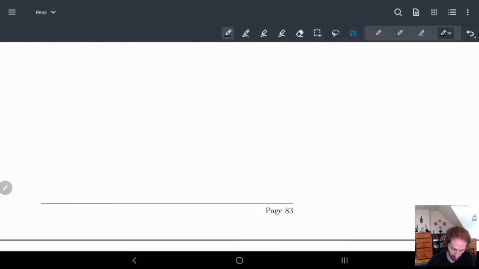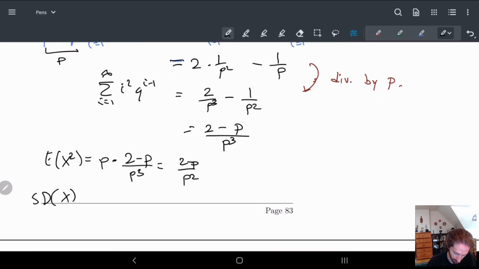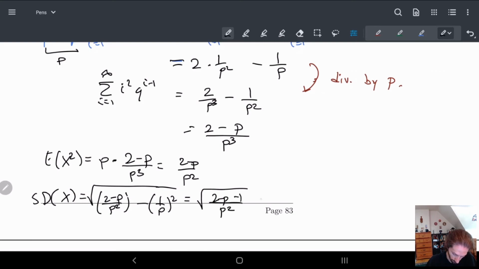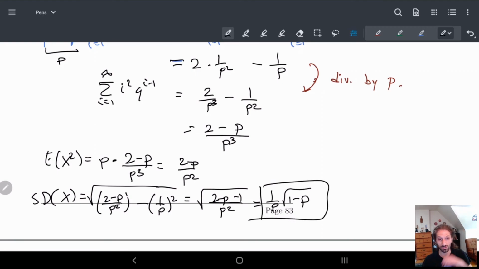And now we can calculate the standard deviation. So the standard deviation of X is equal to, I'll just do this right away, 2 minus p over p squared, minus, oh no, not squared, minus our expected value of X. So this is 1 over p squared. So we get 2 minus p minus 1 over p squared. So we can pull out the 1 over p in front, square root of 1 minus p. And that's basically what we end up having. 1 over p times that for the standard deviation. So notice how these are not necessarily the easiest things to calculate.